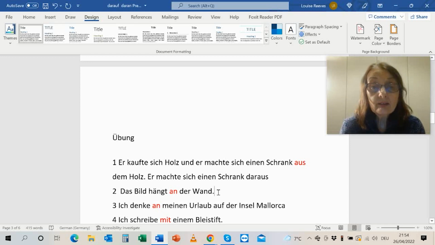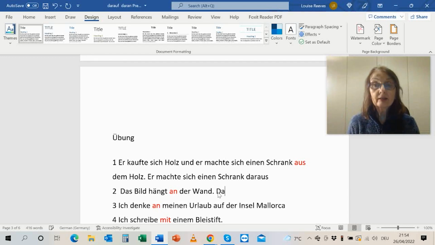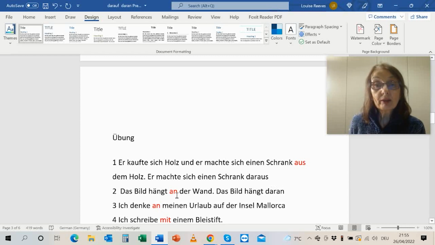Das Bild, that's the picture, hängt an der Wand. It's hanging on the wall. Das Bild hängt an der Wand. So now you have das Bild hängt daran. Because you have to use the an, that's your preposition. Can't have a preposition on its own, so you have daran. And as you can see, two vowels coming together, so you put in an R.